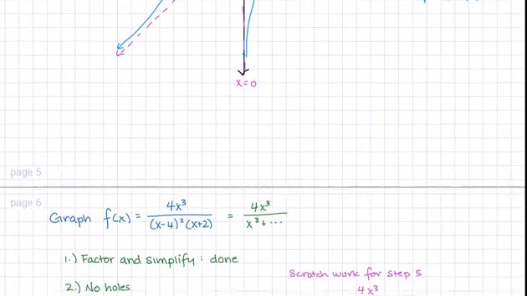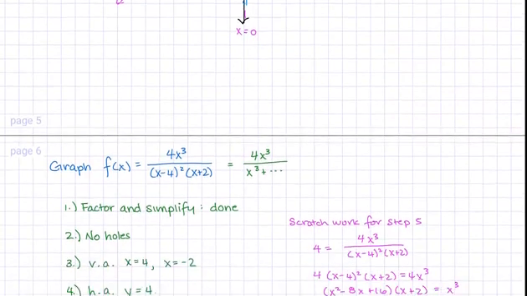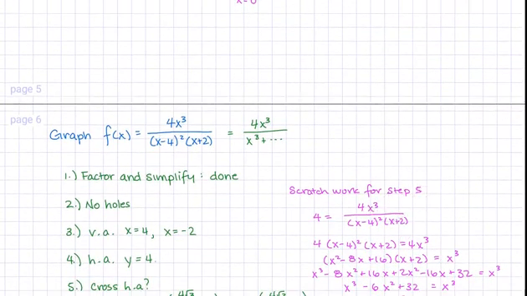All right. We don't have to factor and simplify because it's already done for us. And because there's no common factors in the top and the bottom, there's no holes. So factor and simplify, done. No holes, it won't simplify. Ignore the pink part right now.